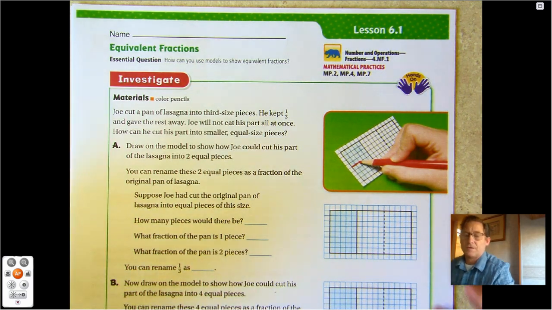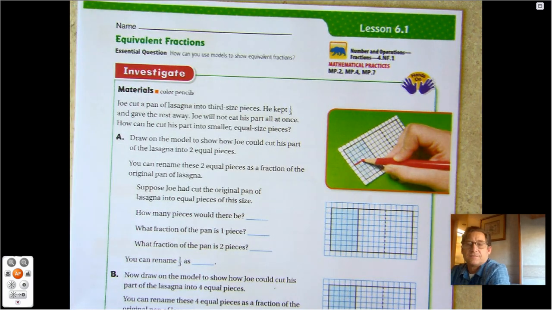Hello, everybody. Today we're going to discuss lesson 6.1, equivalent fractions. You'll want to have color pencils to help mark the grids for the fraction pieces.